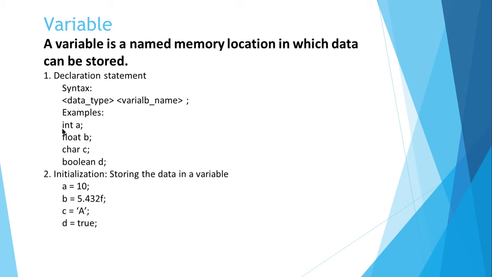If we have already once written int a, we can just write a is equal to 10, or you can combine both of them and write int a equals 10 inside a method.